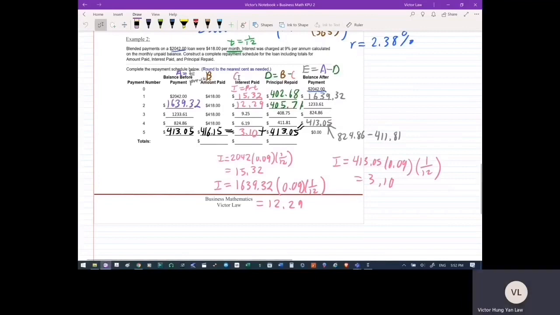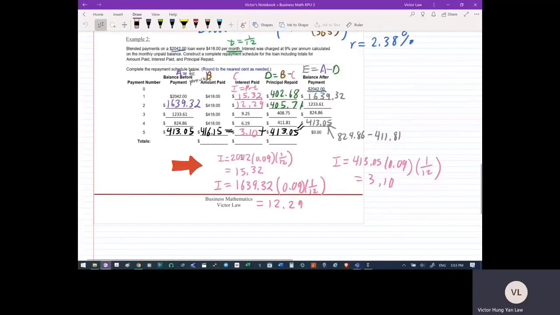The first formula that we're going to use is for column C. Column C is the interest paid. The formula for interest paid is I equals PRT. P is how much we owe, R is the interest rate, and T is the time. To calculate the 15.32, we take the P. P is how much we owe at the beginning of the period. So at the beginning of period 1, we owe $2,042.